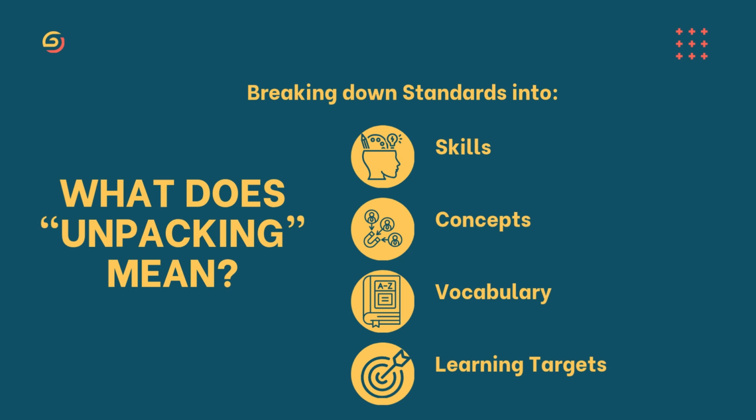Let's first define what we mean by unpacking. Unpacking is the process of breaking a standard into smaller, teachable parts. That means identifying the key skills and concepts, thinking about what students need to do, and rewriting those expectations into clear, student-friendly learning targets. It's about making the standard usable for instruction and assessment.